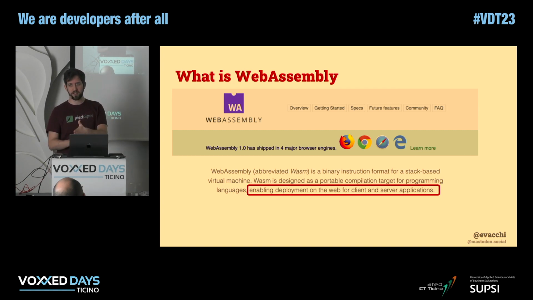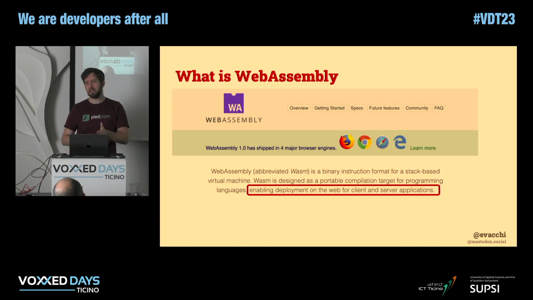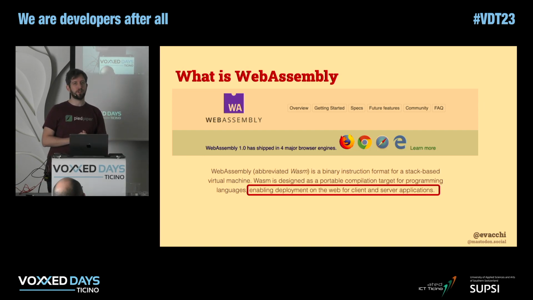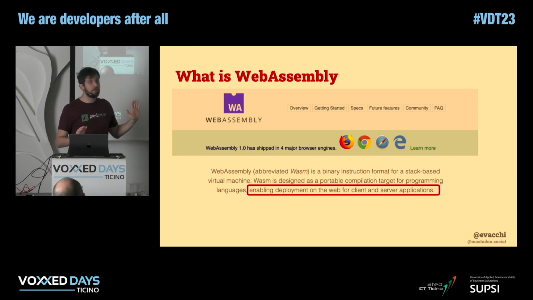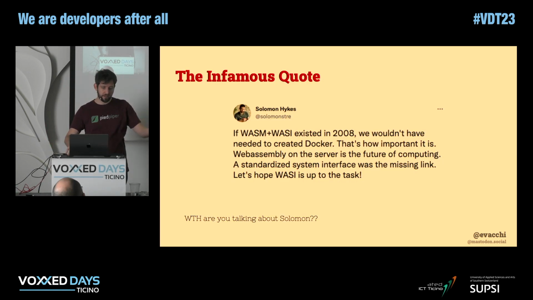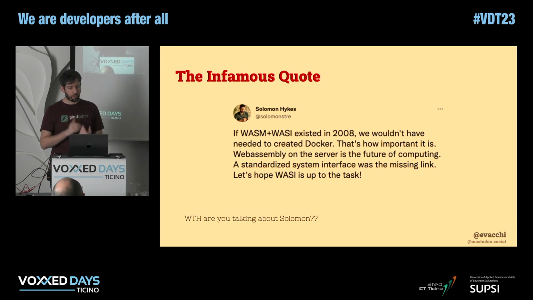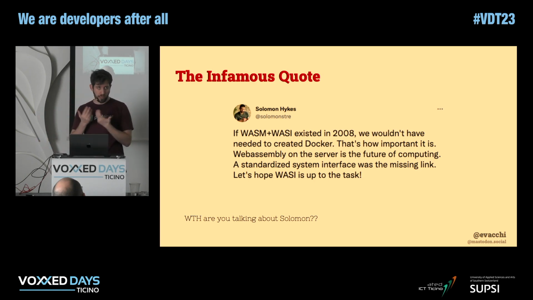And of course, the other thing that is important and interesting, which does not necessarily make it different from Java bytecode, but which makes it non-web specific despite the name, is that it's enabling deployment on the web for client and server application. So when you say web, you think client. It's not just that. Again, what the hell are you talking about, Solomon? Why is this an alternative to Docker?